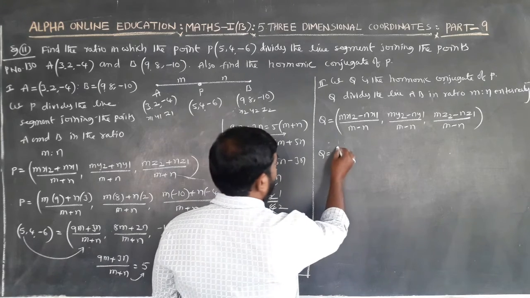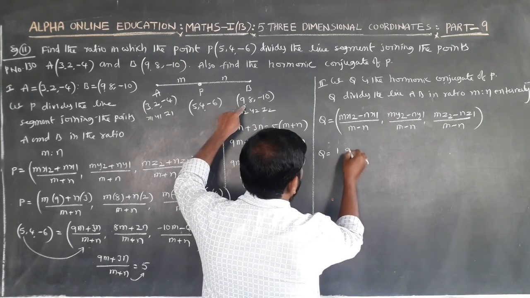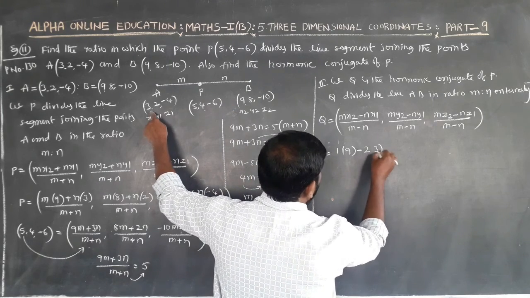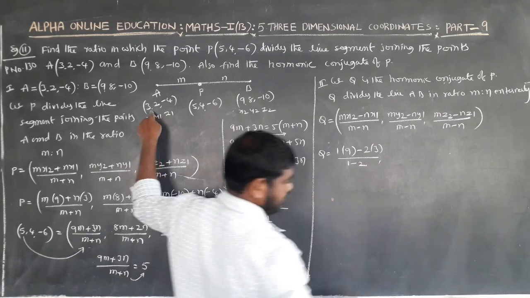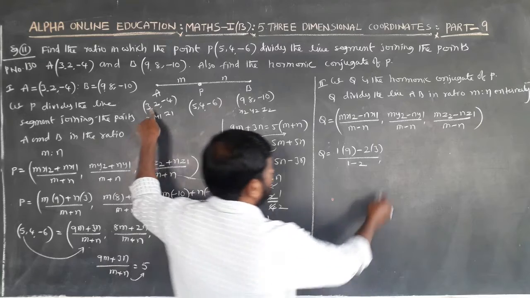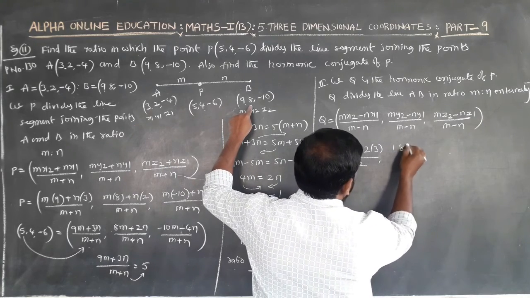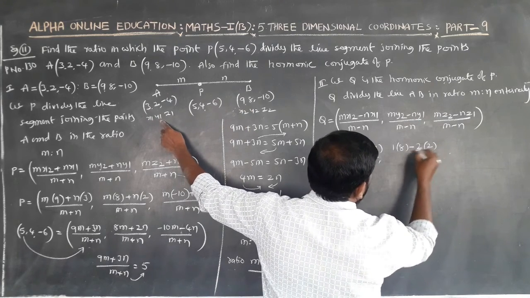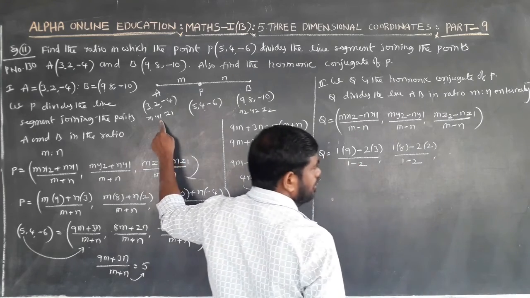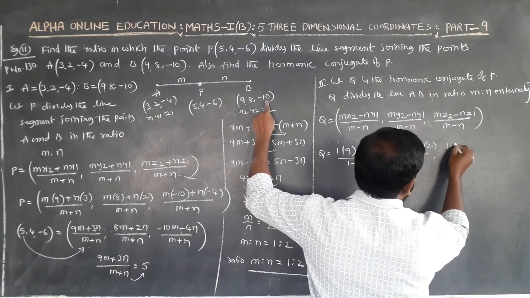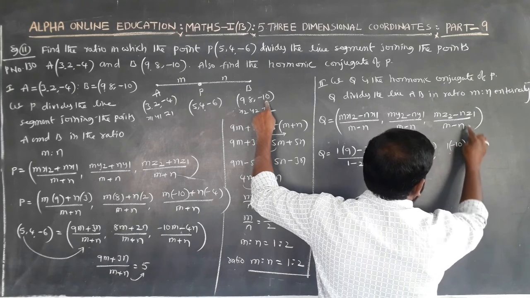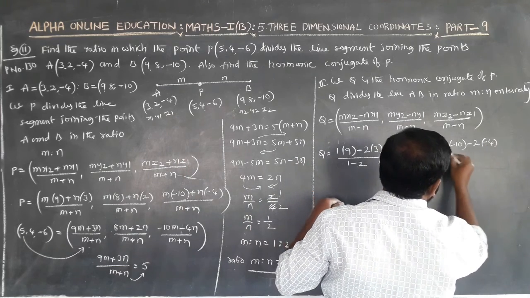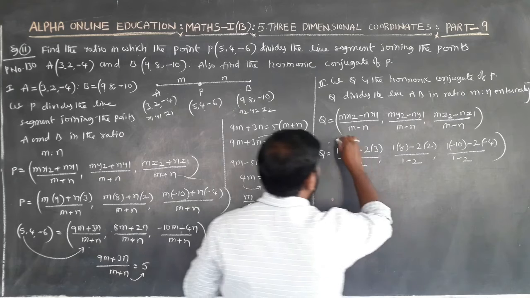Here m is equal to 1, x2 is equal to 9, n is equal to 2, x1 is equal to 3, divided by m minus n, that is 1 minus 2. Next, m is equal to 1, y2 is equal to 8, n is equal to 2, y1 is equal to 2, divided by 1 minus 2. Then m is equal to 1, z2 is equal to -10, n is equal to 2, z1 is equal to -4, divided by 1 minus 2.